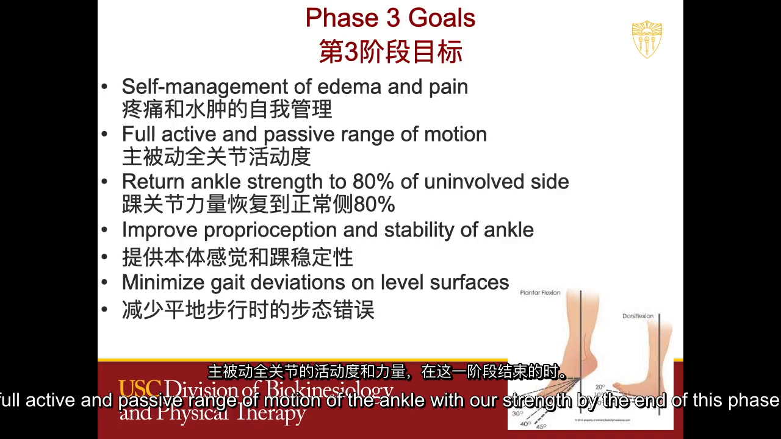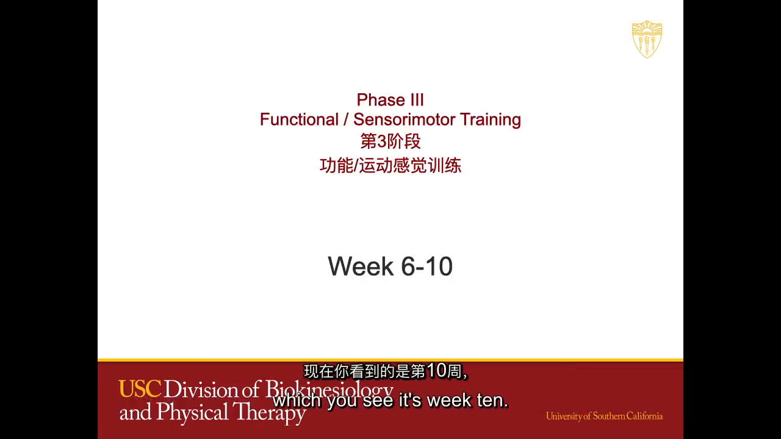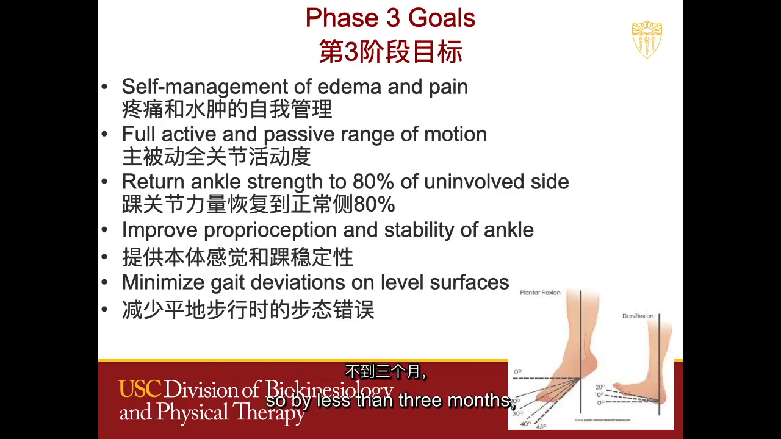With our strength, by the end of this phase, which you see is week 10, so by less than 3 months, they should have pretty much normal strength, which is asking a lot. I would say 3 months is probably a little bit more fair, but it's doable.